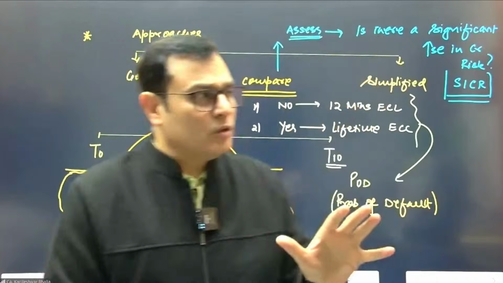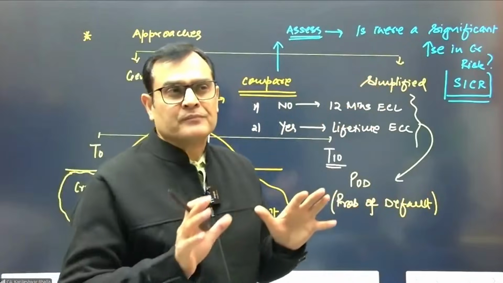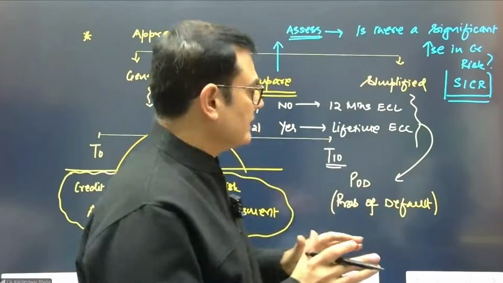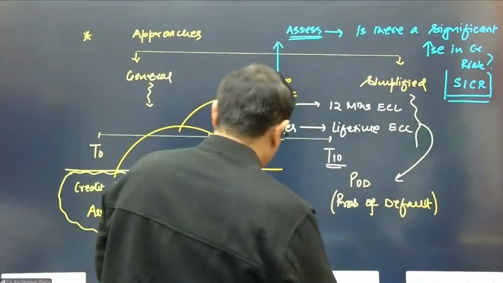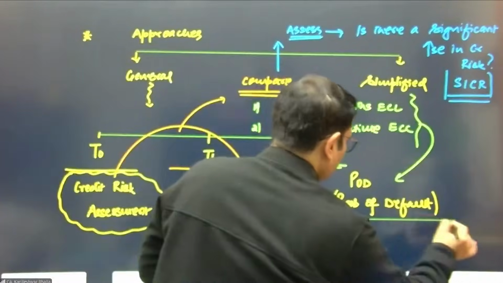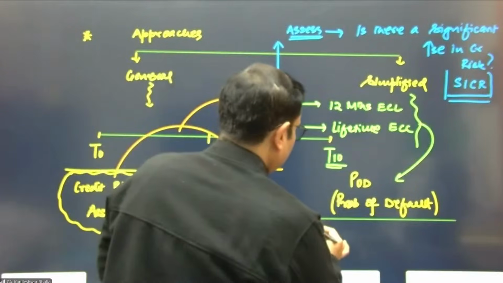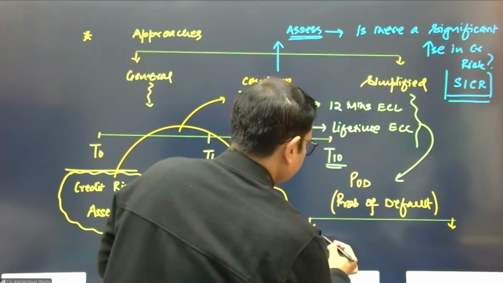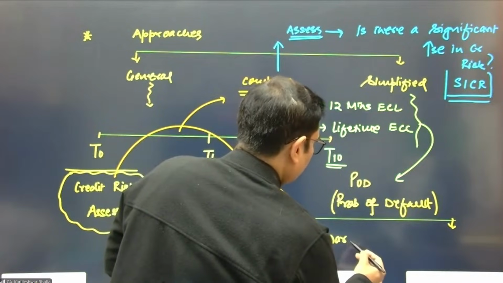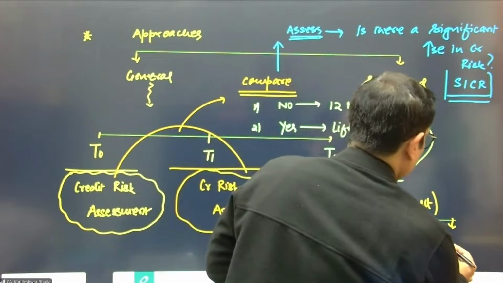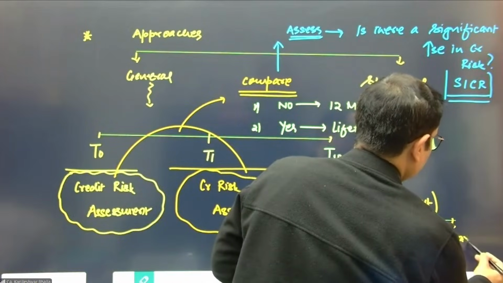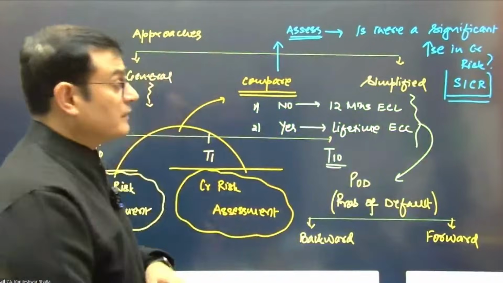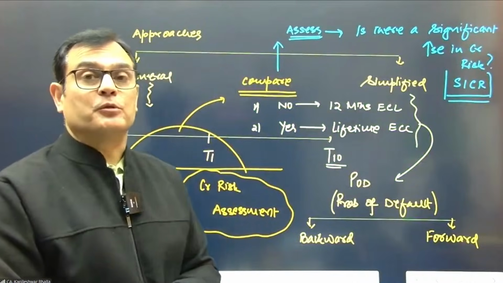And when you do all this exercise, let me tell you, conceptually, you are doing two things when you're looking at the probability of default. One is called backward looking, and one is called forward looking. So it involves looking at the backward and the forward trends both.